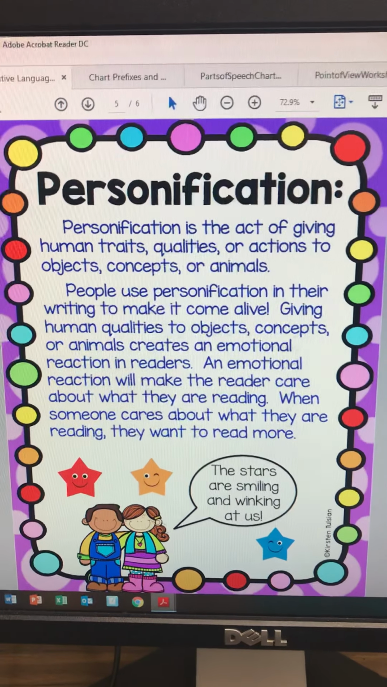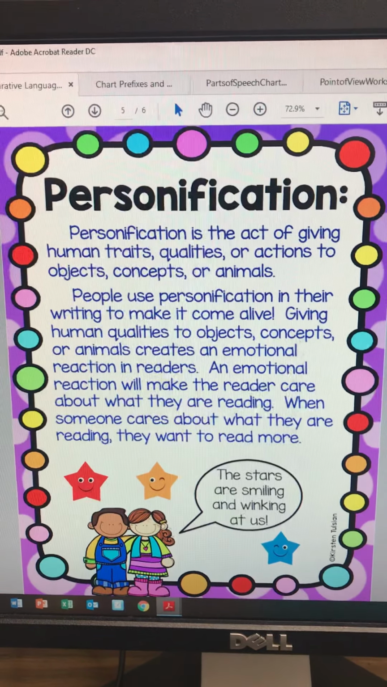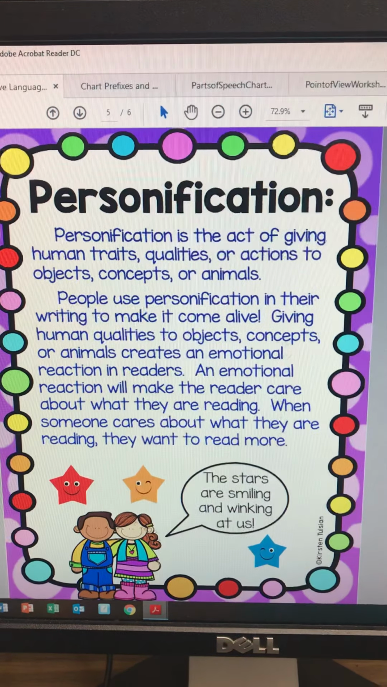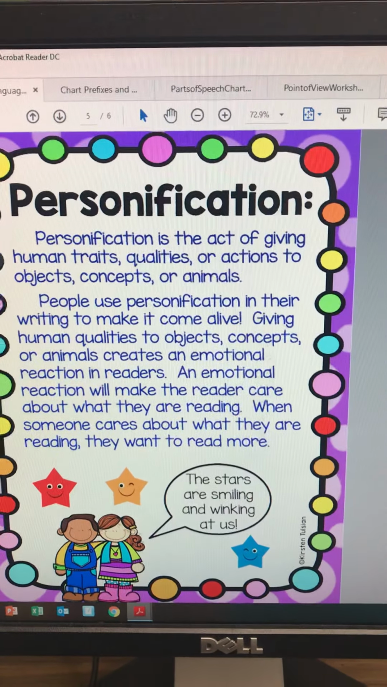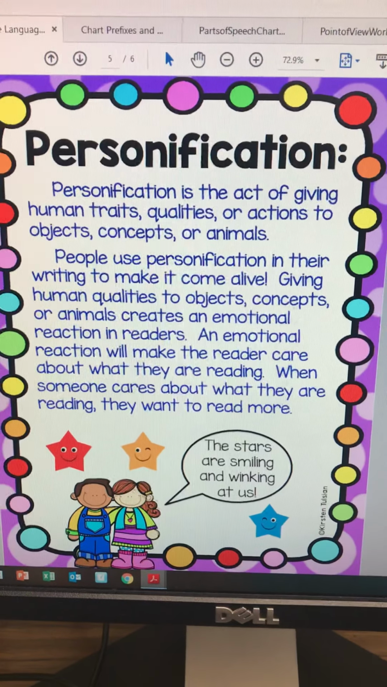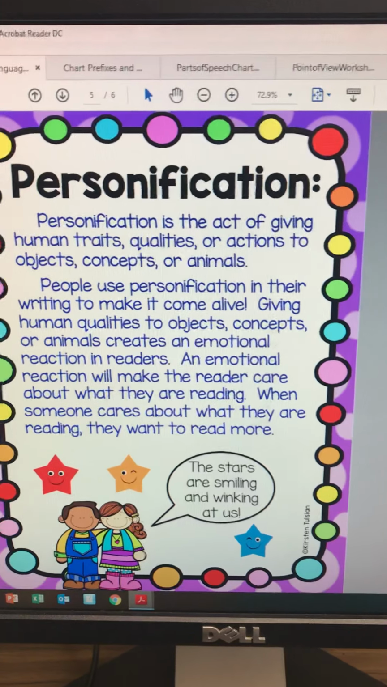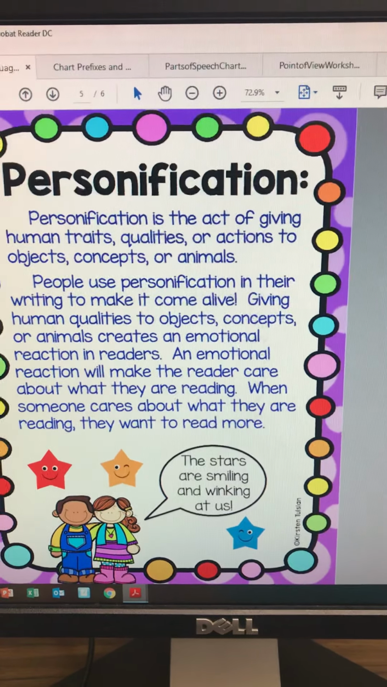Personification. Notice at the beginning of it says person. That's if an animal or an object or something like that takes on the qualities of people. So for example, the example on the page says the stars are smiling and winking. Well, stars don't really smile or wink, but they're doing actions that we say humans do.